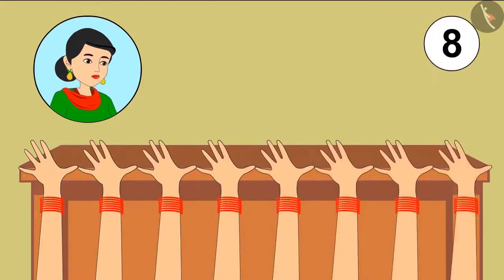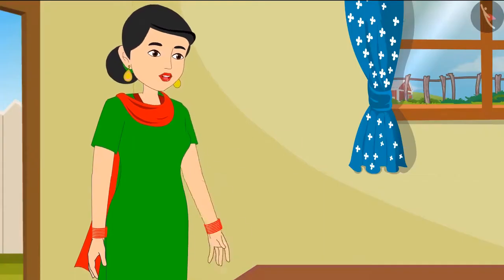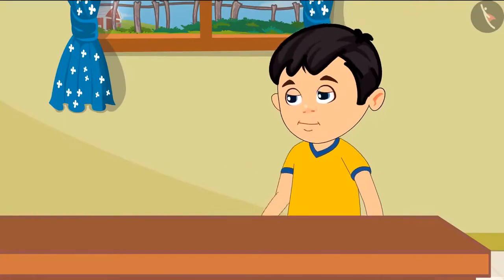1, 2, 3, 4, 5, 6, 7, 8. Did you see, Chotu? This table is 8 hand span long while measuring with my hand. Now you two measure it. Sure, mummy.